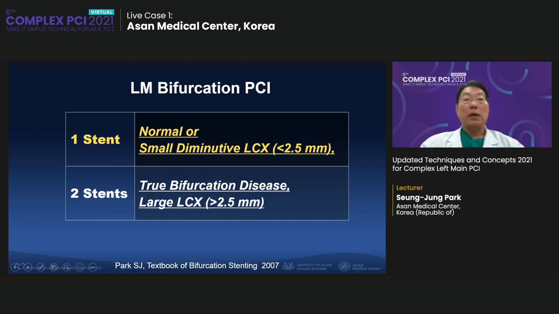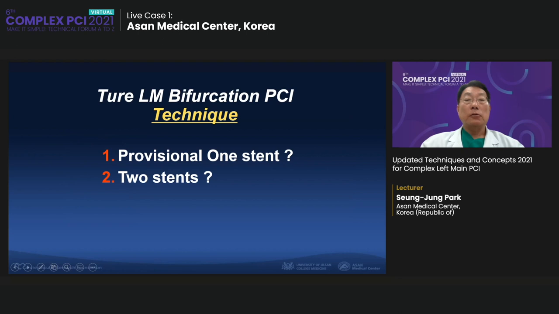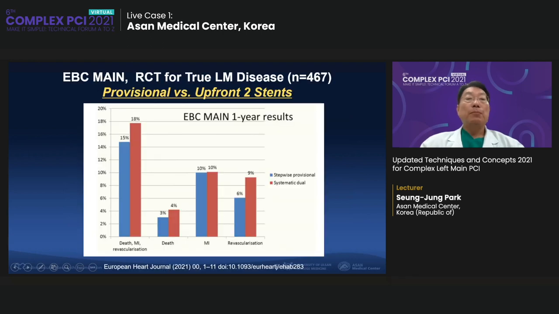So this is the very classic guideline. Small circumflex and normal circumflex, we're going to do the single stent crossover. However, in true bifurcation disease with a big circumflex artery, more than 2.5, we have to consider two stents. So provisional one stent or two stent, even in true left main bifurcation disease. So recent published data, the EBC MAIN randomized study, including 467 patients, compared the provisional stent and upfront two stent. Actually, not too much difference between the two, not a statistical difference.